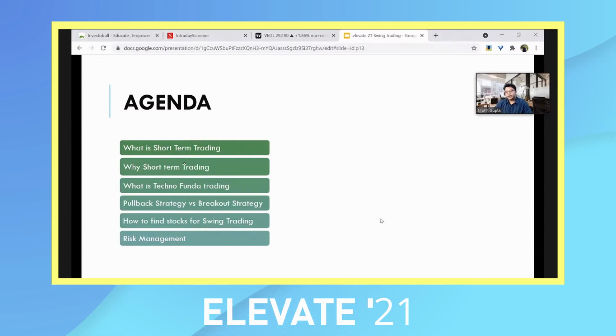So let's quickly take a look at the agenda for today. We will try to understand what is short-term trading first of all. We will try to understand why short-term trading is better and why you should approach it as your go-to trading strategy or go-to trading style. I will also talk about what is actually Technofunda trading. That is what we are going to focus on in today's session.